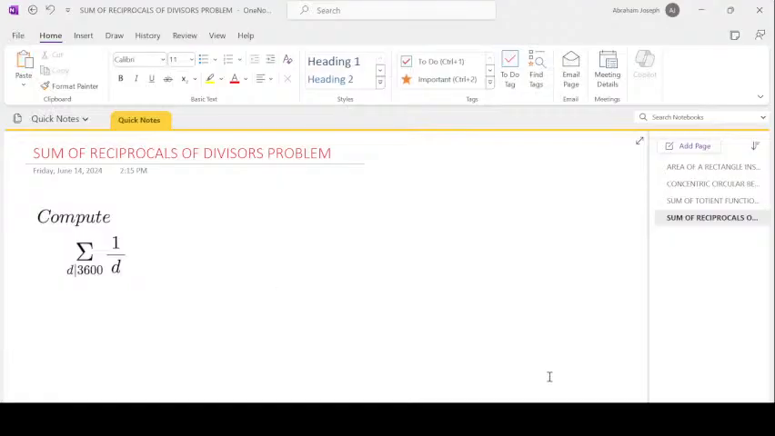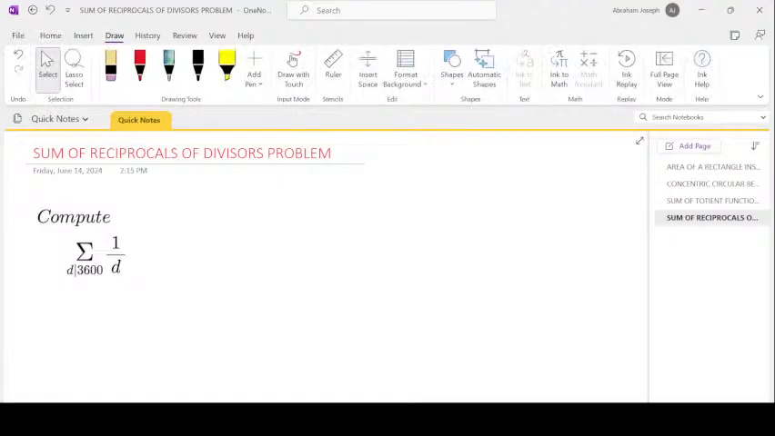Today's problem is about the sum of reciprocals of divisors, as you can see there. The problem says: compute the sum of the reciprocals of the divisors of 3,600. Okay, so first of all, how do we go about this problem?